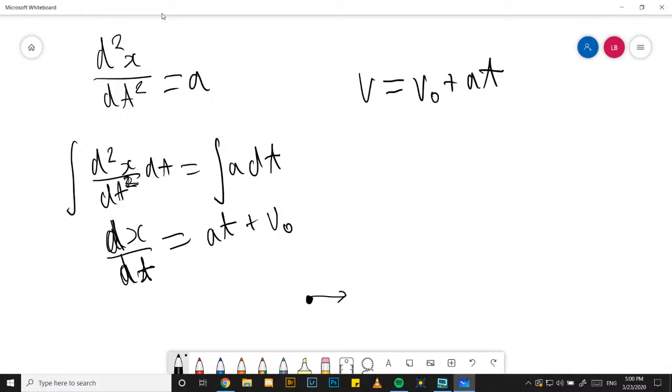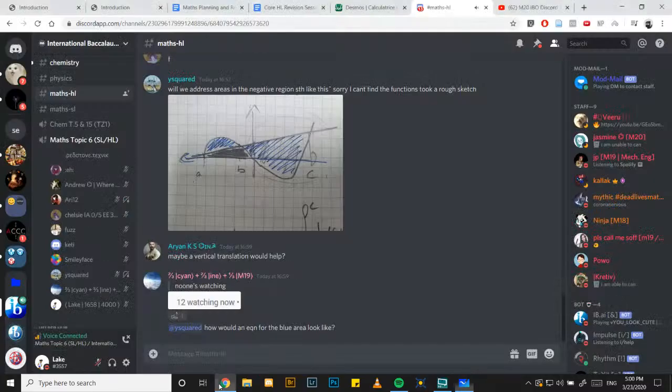Now this is the first thing. This is the first kinematic equation. If any of you have done physics, that's exactly what the kinematic equation is.